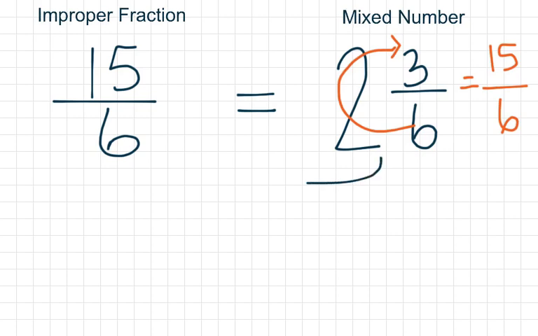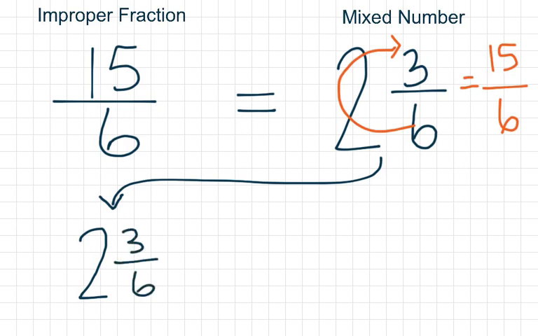Now, I know what all of you are thinking. This mixed number can be simplified. They both have, in this fraction, something in common. They both can be divided by 3. 3 divided by 3 is 1, and 6 divided by 3 is 2.